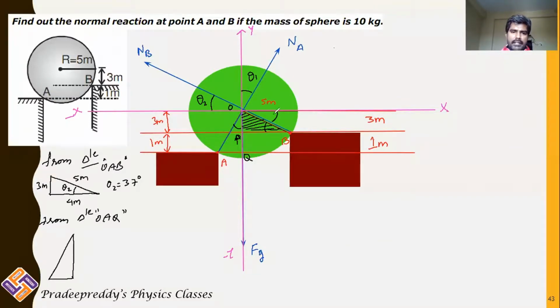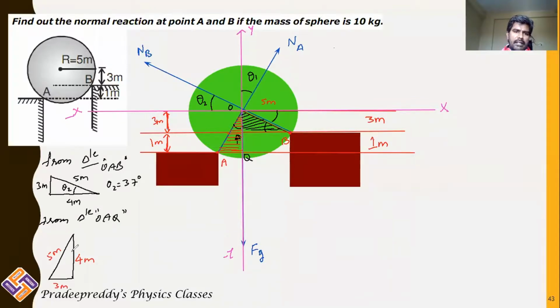OAQ, I will mark it here. This is OAQ. From that triangle, you know the hypotenuse is 5 meter because it is the radius of the circle. And this length is 4 meter, because this is 3 and this is 1, 3 plus 1 is 4, and this is 5. So obviously this should be 3 meter.